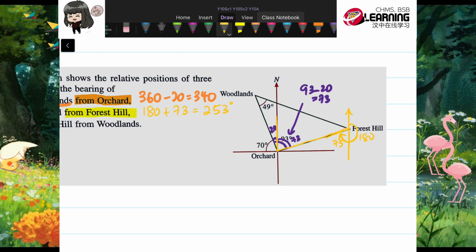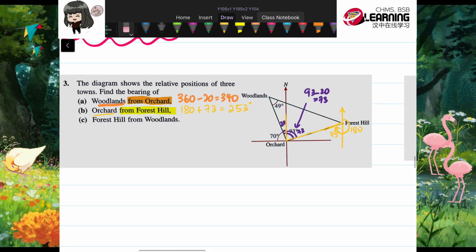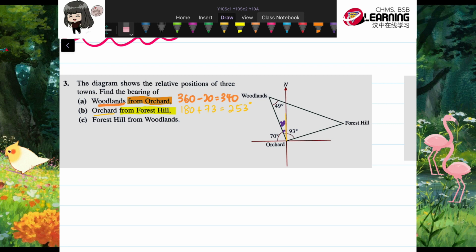Then let's look at part C. Part C is Forest Hill from Woodlands. Forest Hill from Woodlands. So Woodlands here.